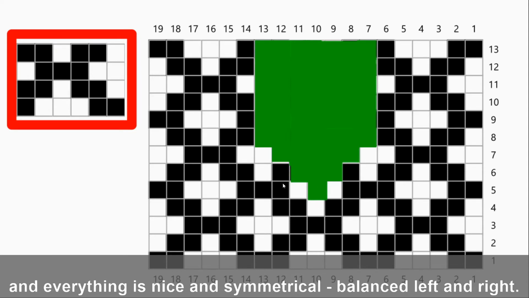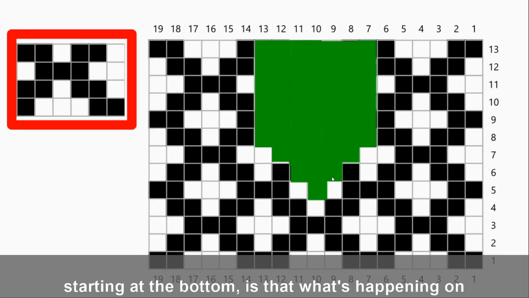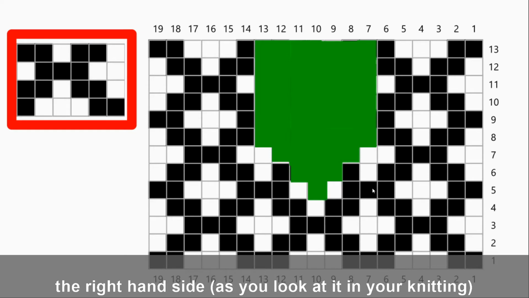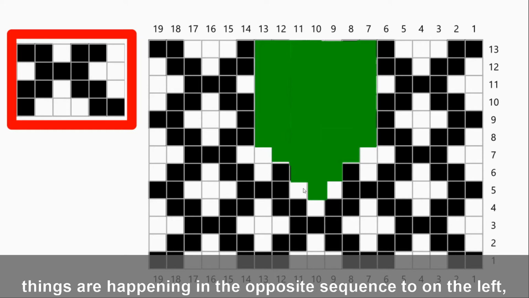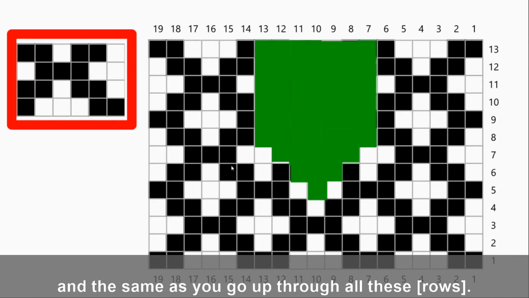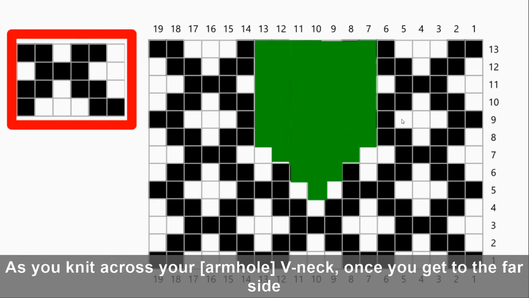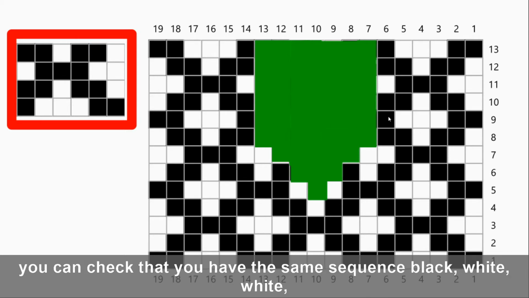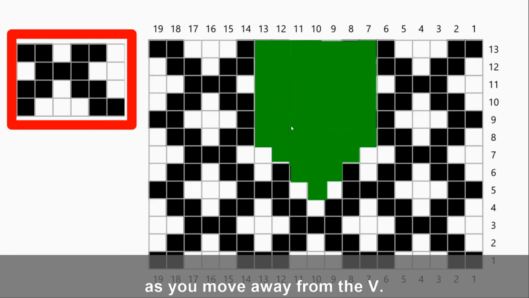So as you do your decreases, what you actually see here, starting off the bottom, is what's happening on the right-hand side as you look at it as you're knitting. Things happening in the opposite sequence to on the left, and the same as you go up through all of these. So as you knit across your armhole, across your V-neck, once you get to the far side, you can check that you've got the same sequence, black, white, white, as you move away from the V.